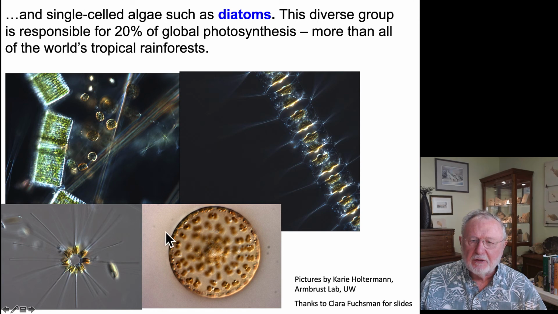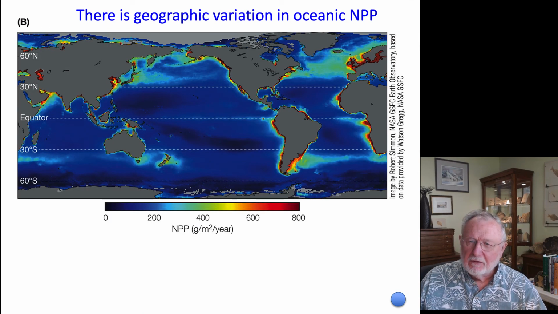They come in circular forms. Some species look like starbursts. Others look like a piece of rice or wheat checks. It turns out that there's also geographic variation in oceanic net primary productivity, with some regions having low productivity and other regions having very high productivity. That stands out in this image.